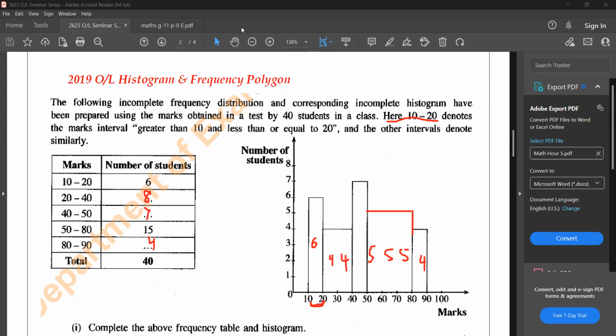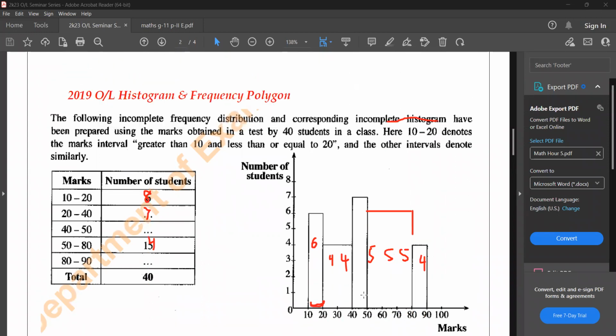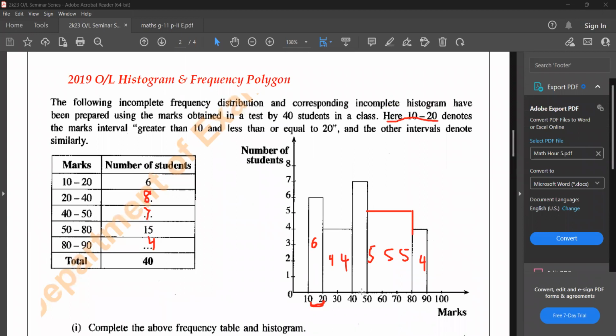Yes, it's pretty easy. Okay, good. So we completed the histogram. Let's see what the next question is. Express the number of students who obtain more than 40 marks as a percentage. What would be the answer? Let me know the answer.